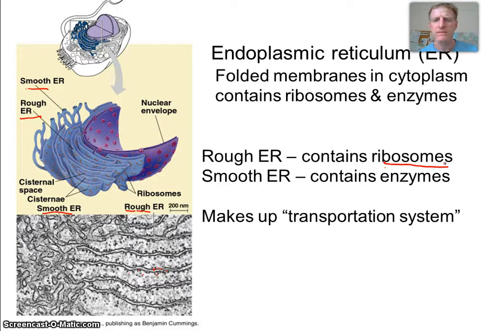Another important function of the smooth and rough endoplasmic reticulum is that it's sort of like a transportation system, whereby the genes, the genetic information, can come from the nucleus down here to the ribosomes, proteins can get made and then get transported. A lot of synthesis and transportation occurs in the endoplasmic reticulum.